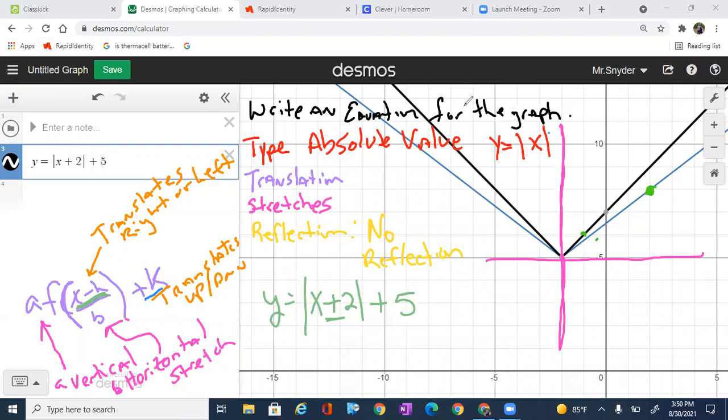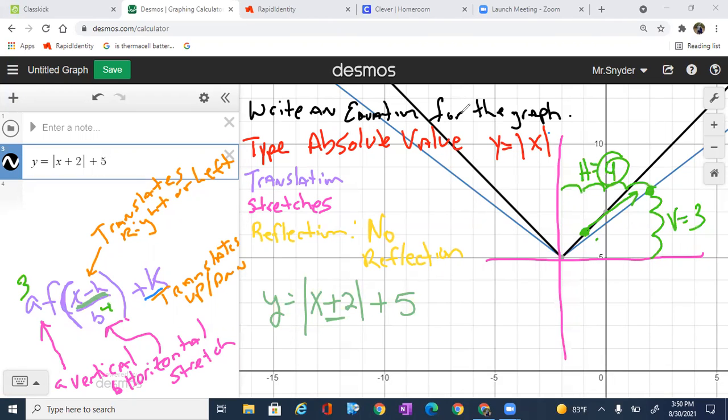Once you've found that perfect point, all you're going to do to find this stretch is count horizontally, which would be, in this case, 1, 2, 3, 4. That would be our horizontal. And then we are going to count vertically: 1, 2, 3. Those are going to be our stretches to get this point to correspond to that point. So our vertical stretch is 3, which is going to be our a value. Our horizontal stretch is 4, which is going to be our b value underneath the x plus 2.